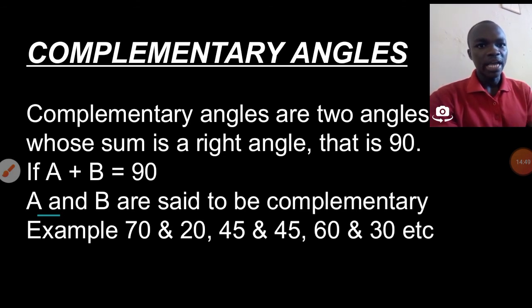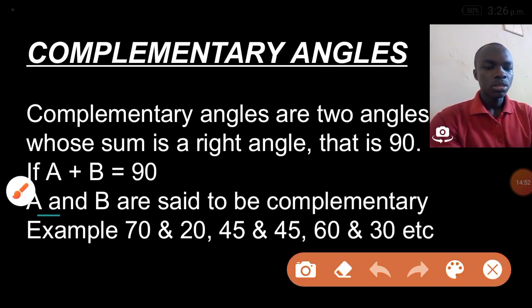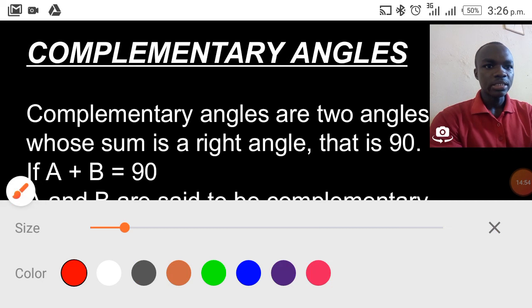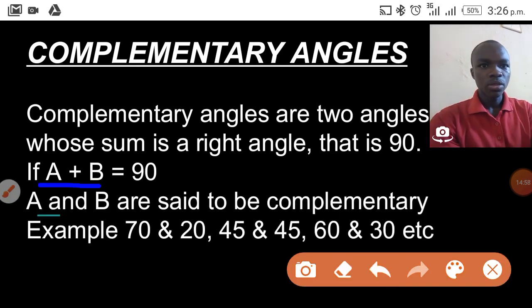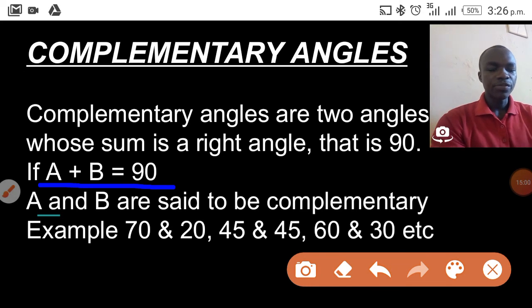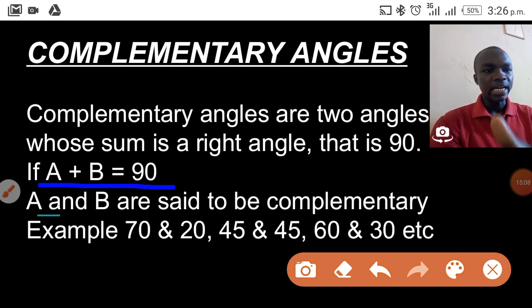For example, there I said if A plus B is equal to 90, A and B are said to be complementary. That is, if you add angle A and angle B together and they give you 90, A and B are said to be complementary.